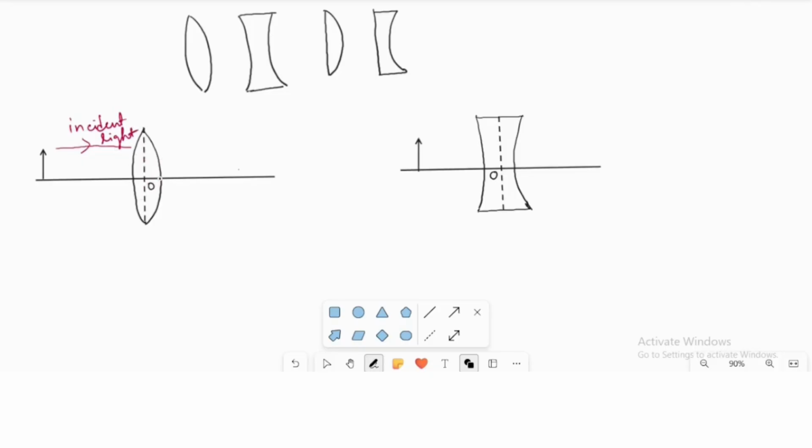When we measure the distance along the direction of light, like this, then we take the positive sign. But when we take the distance opposite to the direction of light, then we take the negative sign.